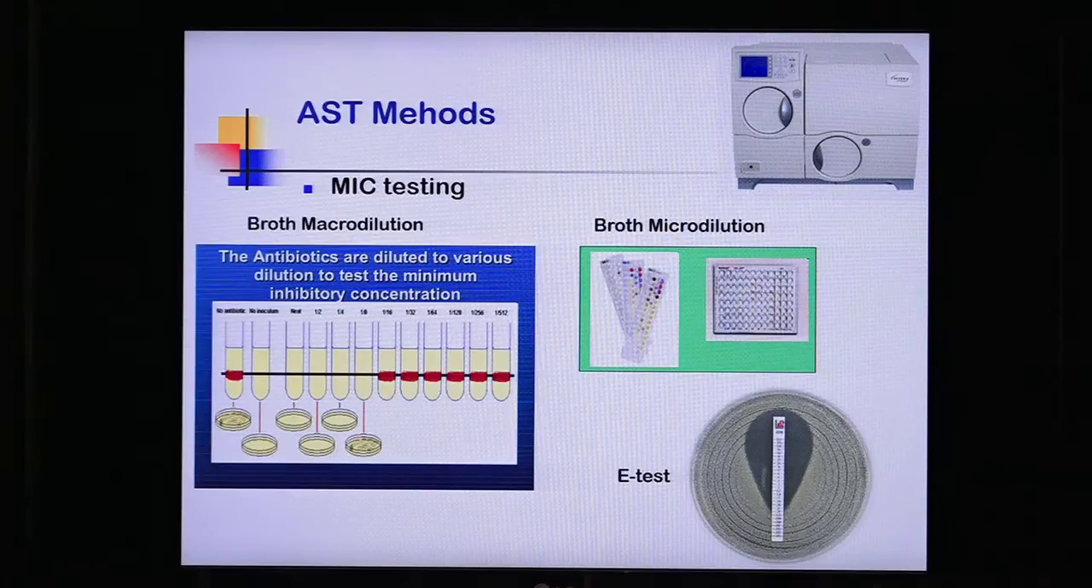If we can't afford Vitek and all these big systems, a simple test like the E-test, wherein you get a strip with graded concentration of the antibiotic starting from the top to the bottom, and then you plate it over a Müller-Hinton agar, and then you find this zone of inhibition, which is maximum where the concentration is maximum and goes on reducing, and then meets the strip at a point which is the minimum inhibitory concentration of that particular antibiotic for that strain. So even if we don't have specific automated systems, with such simple E-tests we can select certain important tests wherein MIC determination is important.